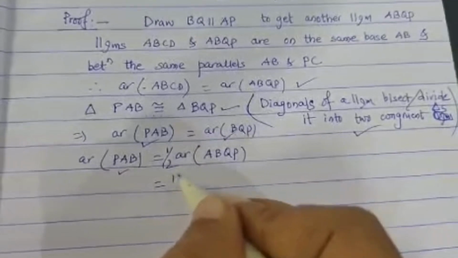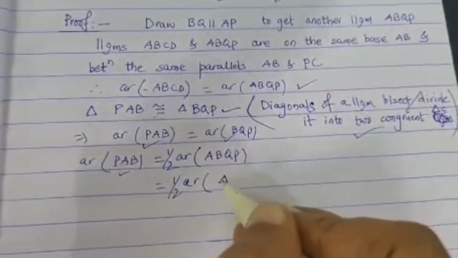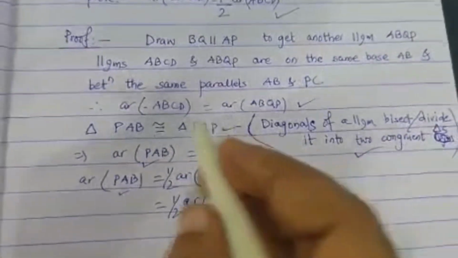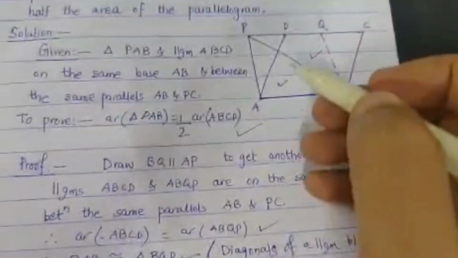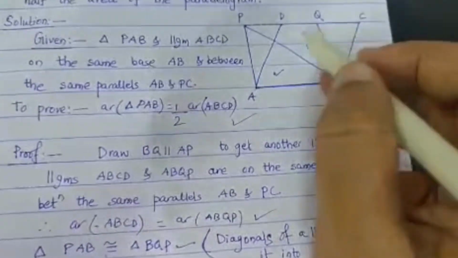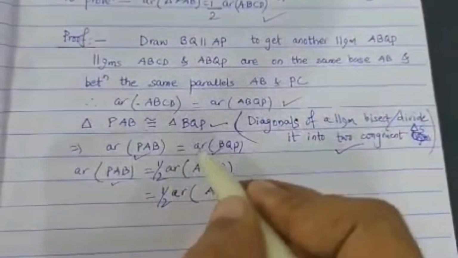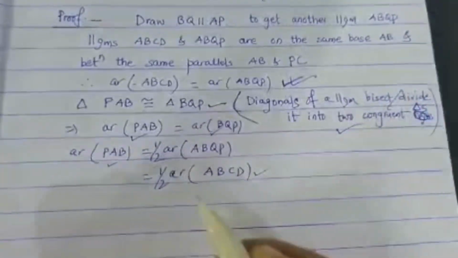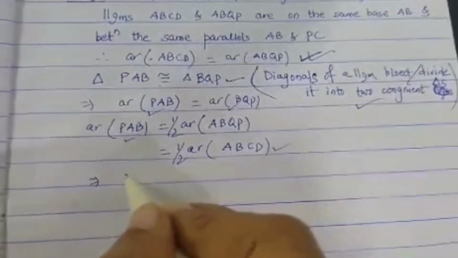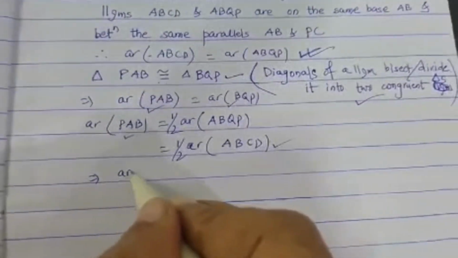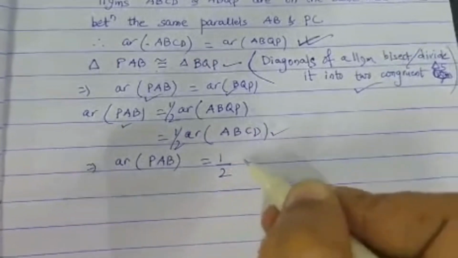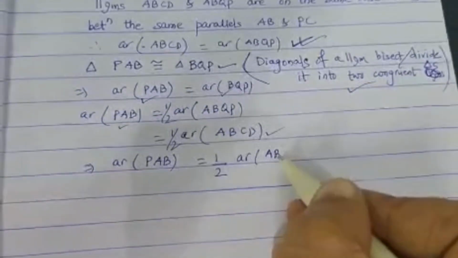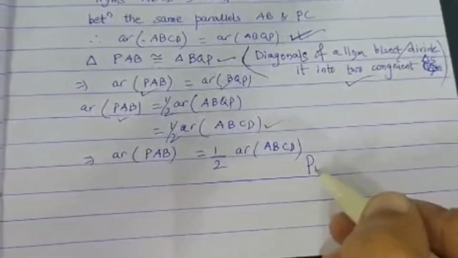And that is equal to half of area ABCD, we can write it because ABQP and ABCD are on the same base and between the same parallels. From here, we have already established this one. That means we have got our result that area PAB is equal to half of area ABCD. This is proved.